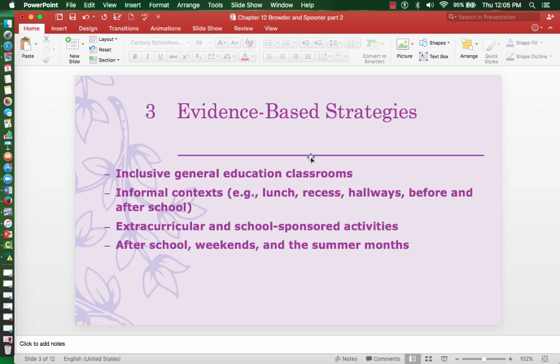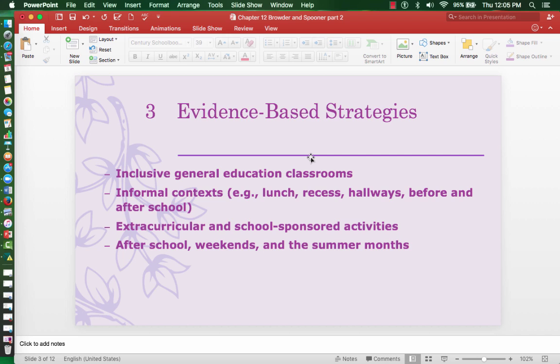We also need to have them interacting with students in informal contexts. This will really help them to transition into the inclusion classroom. Having them in the cafeteria when they're actually eating lunch is going to help them to understand that this is what all students do. Giving them recess at the same time as their peers. Having them move through the hallways at the same time with their peers as much as possible.